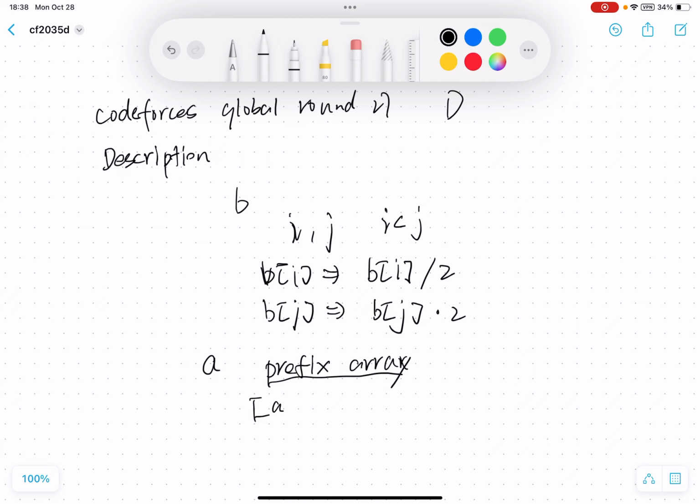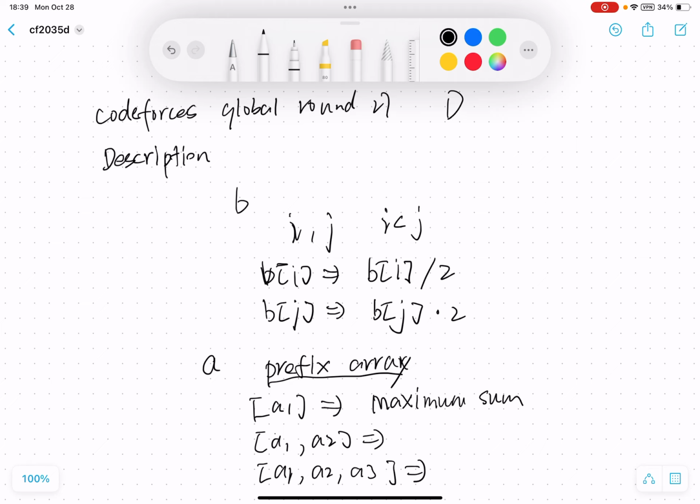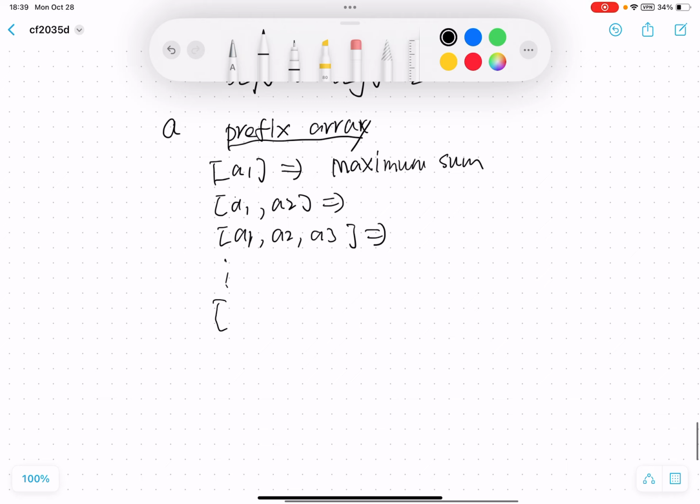That means for A1, we need to return the maximum sum. In addition, for A1, A2, and for A1, A2, A3, up to A1, A2, ..., AN, we also need to return the maximum sum. That means we need to return n maximum sums. Okay, this is the description of this problem.